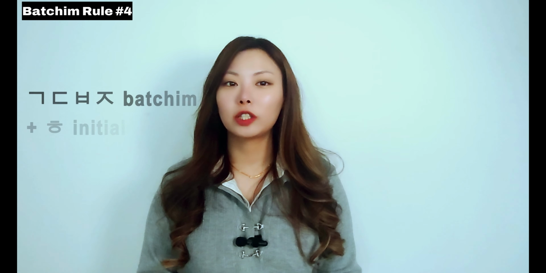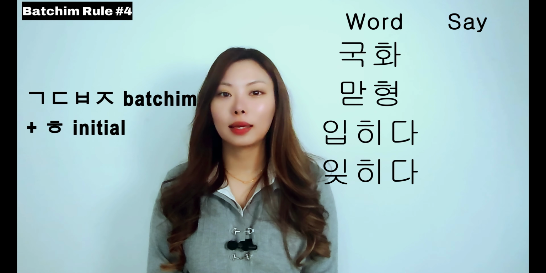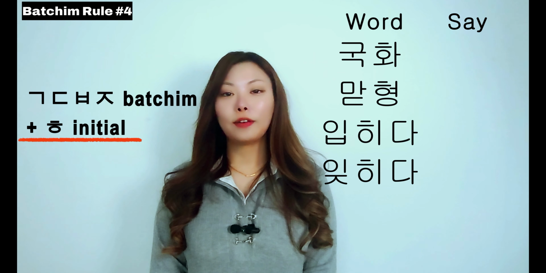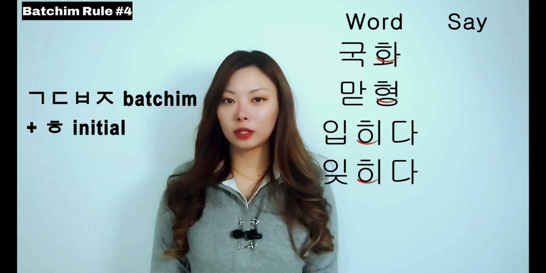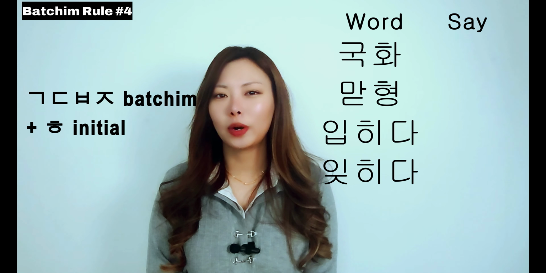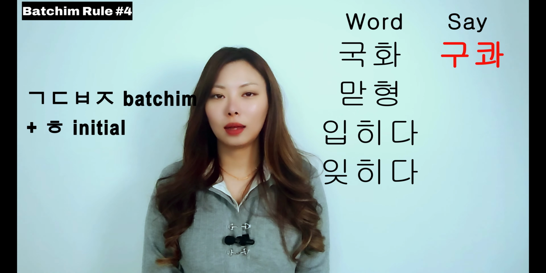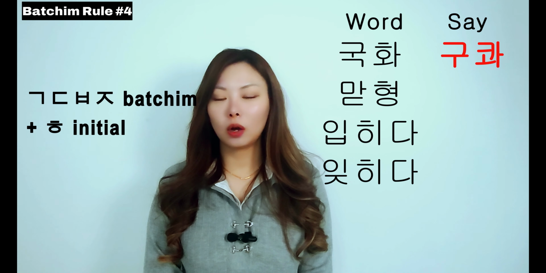Now let's try something different. Similar to the rules we just learned, a batchim can make a tense sound when it is followed by a hieut initial. So now we have the hieut in the next syllable position and not as a batchim. Let's try reading these words. Instead of 국화, we say 국화. Instead of 맏형, we say 맏형. And instead of 입히다, we say 입히다.